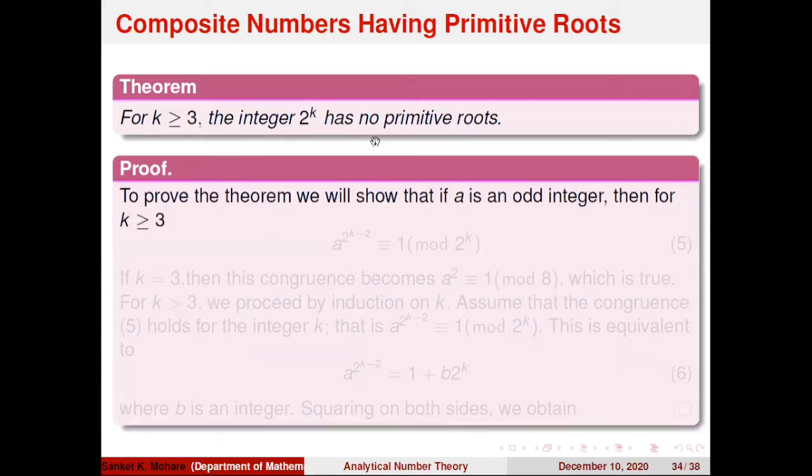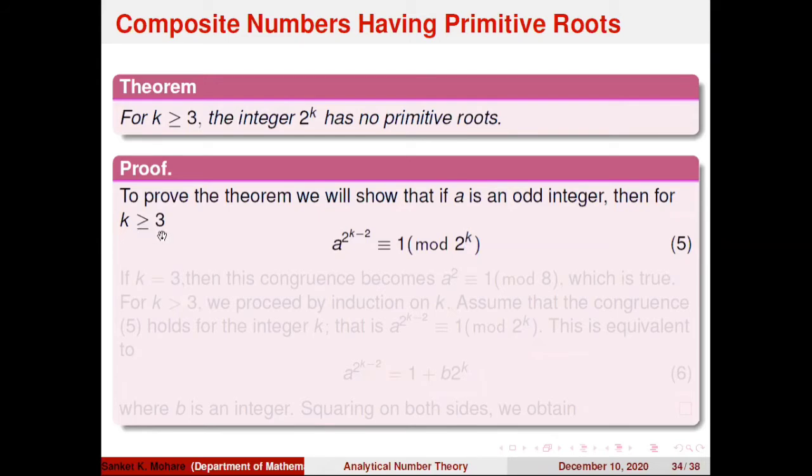Now, to prove this theorem, we will show that if a is an odd integer, then for k greater than or equal to 3, a to the power 2 to the power k minus 2 is congruent to 1 modulo 2 to the power k. So first we will show this for any odd integer a. We'll prove this result by mathematical induction on k, where k is greater than or equal to 3.